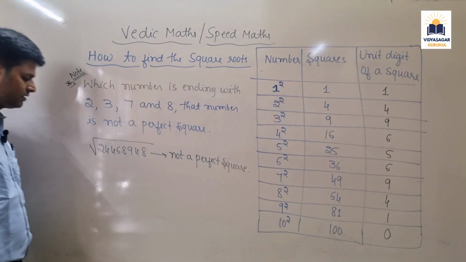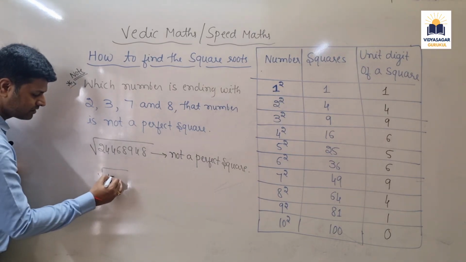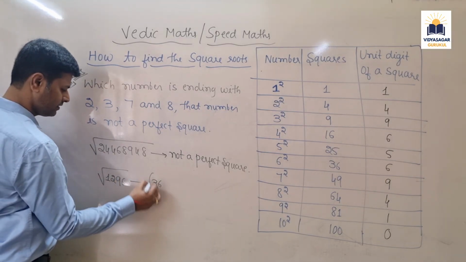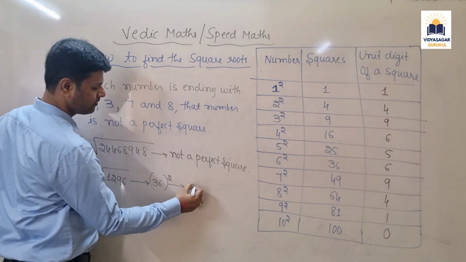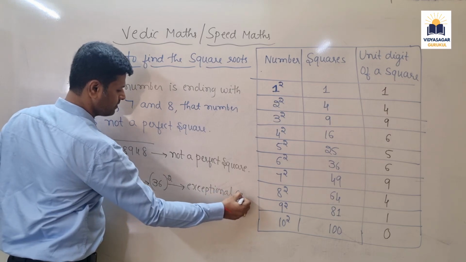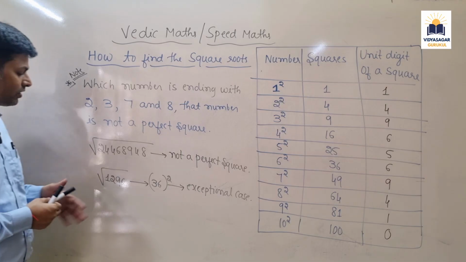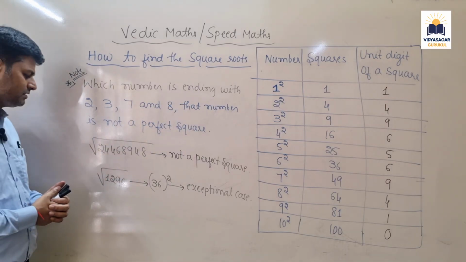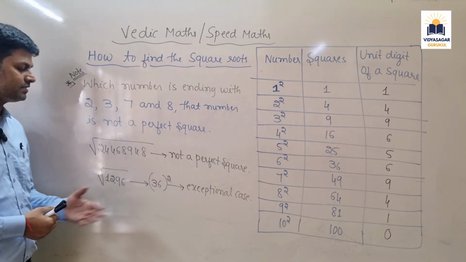And in this there is one more: square root of 1296. Square root of 1296 is 36 square. This is the exceptional case. Because square root of 1296, you cannot solve it in this method or any other method. You just check it once. So you have to remember, square root of 1296 is 36 square.